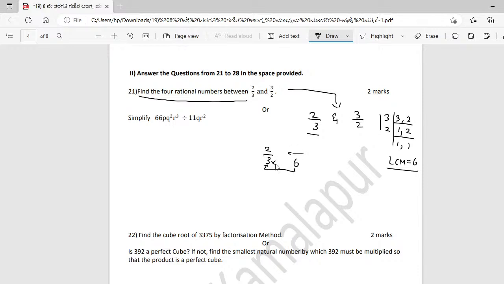That is 3 2s are 6. The same number you multiply in the numerator. That is 2. So 2 2s will give you 4. And that is our first rational number.